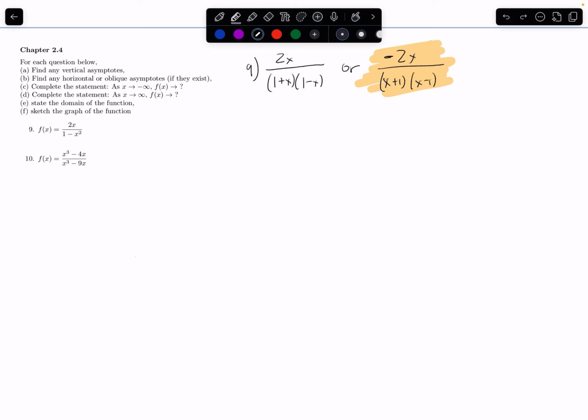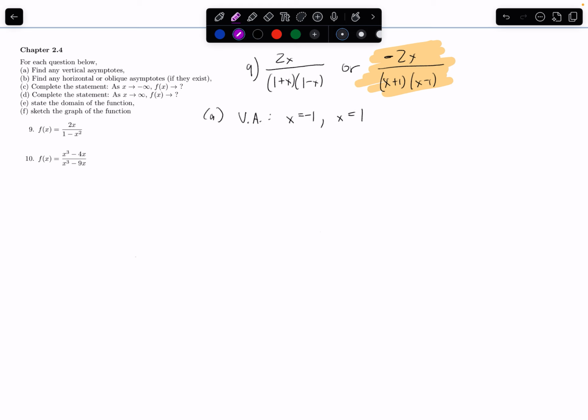Okay, let's find vertical asymptotes. That's part A. So vertical asymptotes come from when the denominator is 0 and the top is not 0. So we've got vertical asymptotes, VA for short, at x equals negative 1 and x equals positive 1. Those are the two things that make the denominator 0.